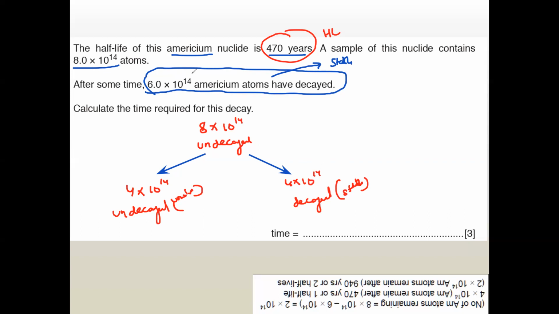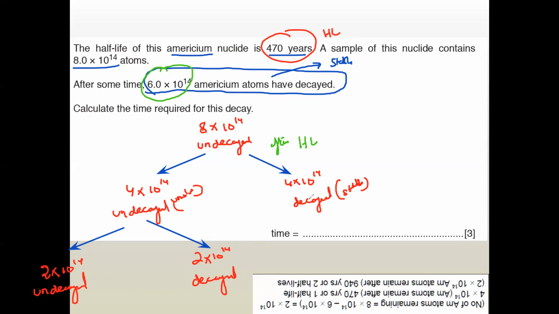Because we want to find when we are left with 6 exponent 14 decayed atoms. Right now we have 4 exponent 14 undecayed atoms after one half-life. Then after another half-life, what will happen? The undecayed sample will further decay, so we are left with 2 into 10 to the power 14 undecayed or unstable, and 2 into 10 to the power 14 decayed.